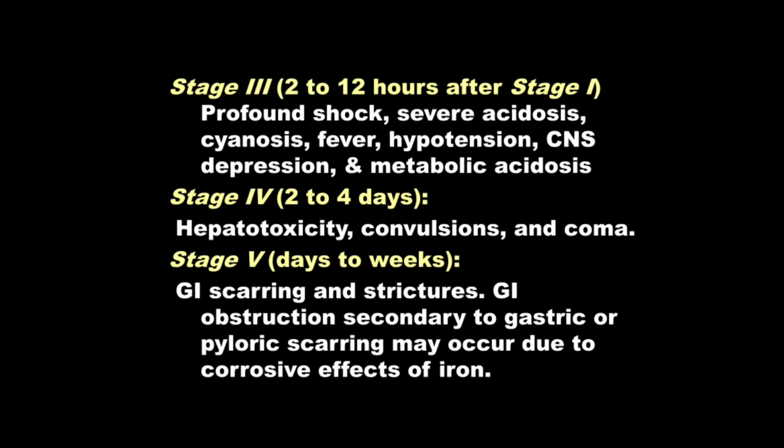Hepatotoxicity is the hallmark of this stage, and there can be hepatic failure. Additional manifestations include convulsions, and coma is often present in stage 4. Then comes stage 5, if at all the patient recovers from the previous stages. This is a kind of stage of recovery, but often there is unfortunately GI scarring, gastrointestinal scarring and strictures, because iron salts are mostly corrosive in nature and can give rise to pyloric or gastric scarring over a period of time, even if the patient recovers, and that has to be always kept in mind by the physician who is treating a case of iron poisoning.